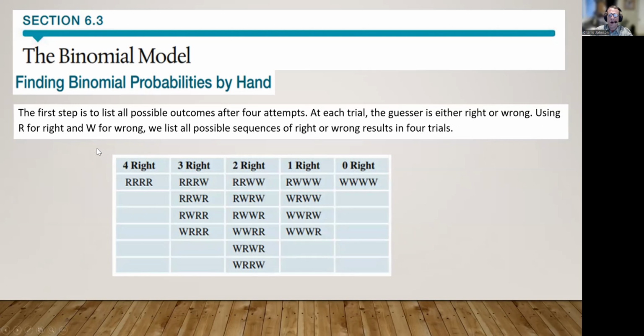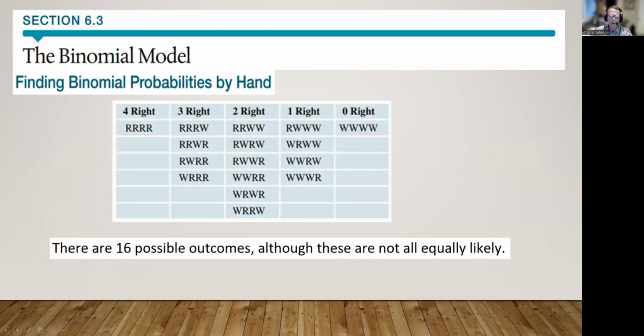So here we've listed all possibilities. For 4 right, there's only one way to get this. You would have to guess all 4 of them correctly. But to get 3 right, we have 4 different ways. And getting 2 right, there are 6 different ways that can occur. And 1 right, there are 4 ways. And 0 right, there's only 1 way that can occur. So in total, there's 16 possible outcomes. Remember, the number of trials being 4, there aren't a lot of outcomes, so we can list them all. Now, keep in mind, though, all of these are not equally likely.